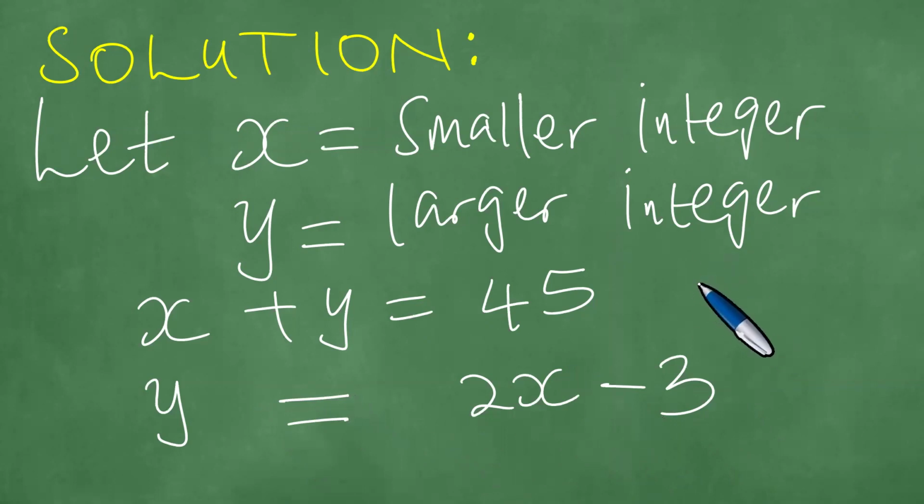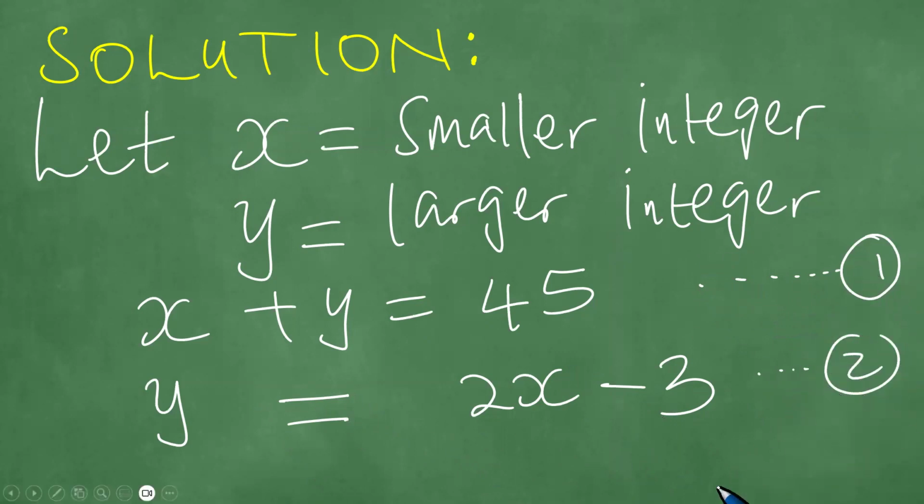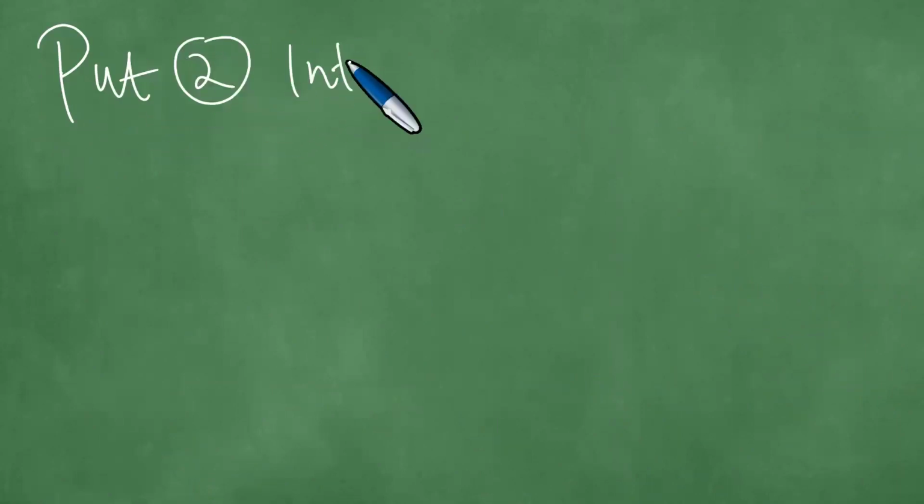All right. Now we then label our equations. This is algebraic equation 1, algebraic equation 2. All right. Now what do we do? We perform substitution. We say put 2 into 1, because y equals this, so we're going to perform substitution.